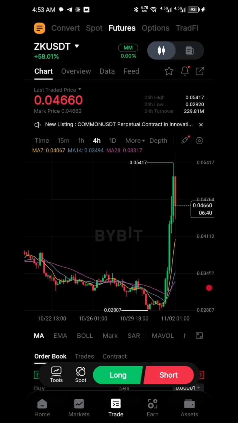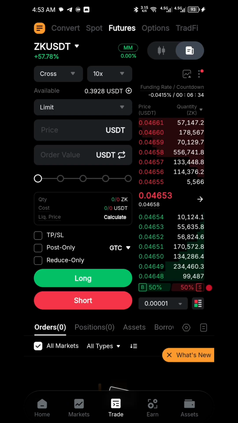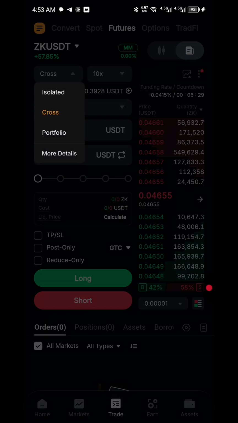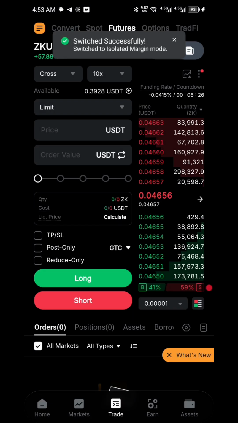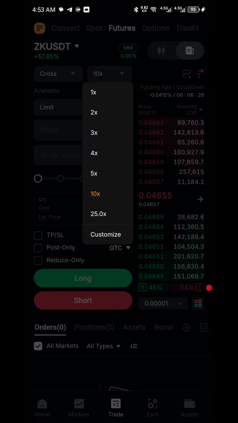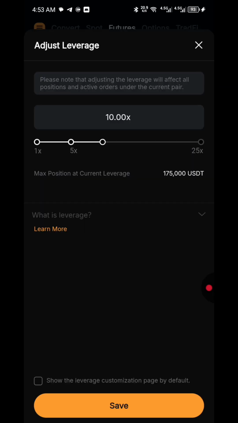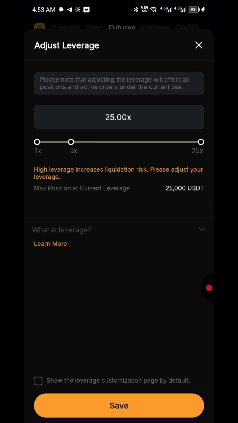Let's say you want to take this trade, ZK, and you click on your long position, and all you want to do is to come over to your leverage. This is your leverage, and they say you can customize, so you have up to 25x and you take it all the way to 25.